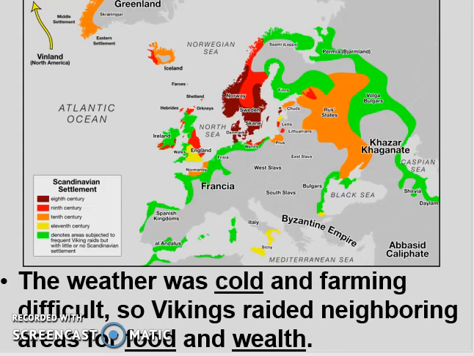So the weather was cold, farming was difficult, so Vikings raided neighboring areas for food and wealth. When we're talking about Scandinavia, we're talking about up here. So they are going to move from the fjords of Scandinavia up here to the north. This is even further north than Denmark, where we just talked about the Angles and Saxons. Now we are up here.